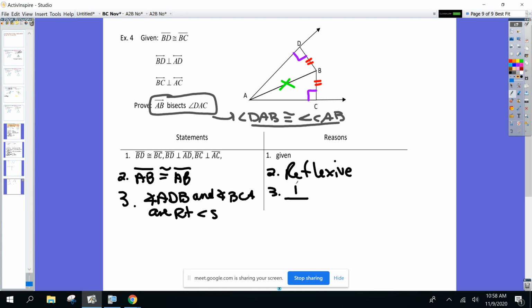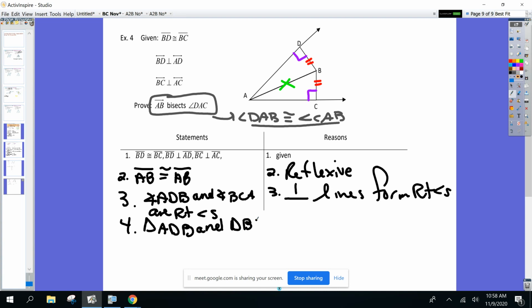Perpendicular lines form right angles. Yes, sir. Here we go. All right, now I think we're ready. Now I can say triangle ADB and triangle BCA are right triangles.